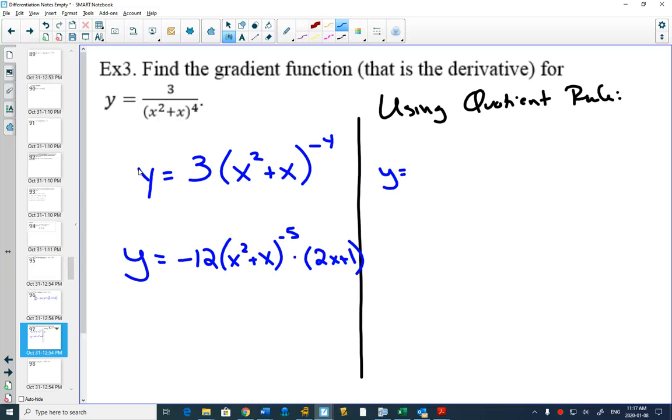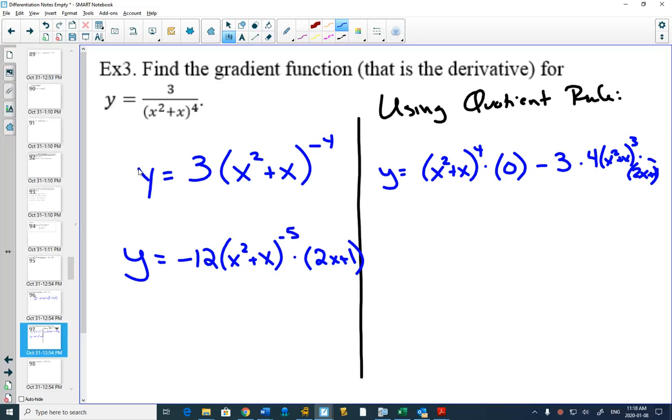Okay, so using the quotient rule. The quotient rule says keep the bottom the same, x squared plus x to the 4. Multiply by the derivative of the top. What's the derivative of 3? 0. Subtract. Keep the top the same, 3. Multiply by the derivative of the bottom. Well, the derivative of the bottom is a chain rule. So you would have 4 come out in front. Keep the inside the same. Subtract 1 from the exponent.